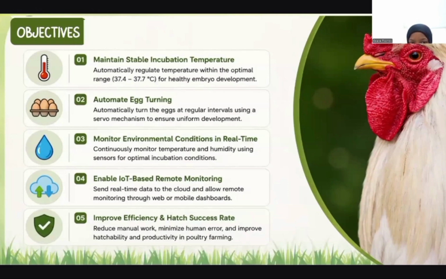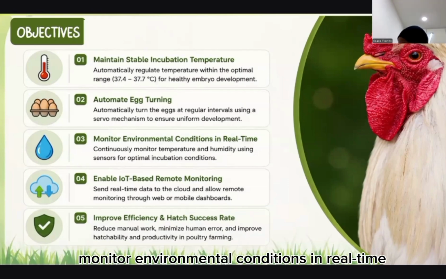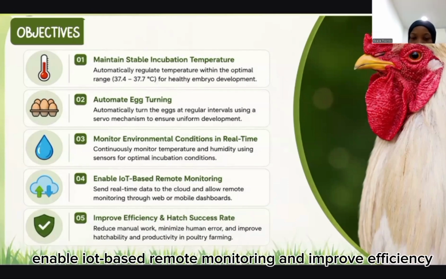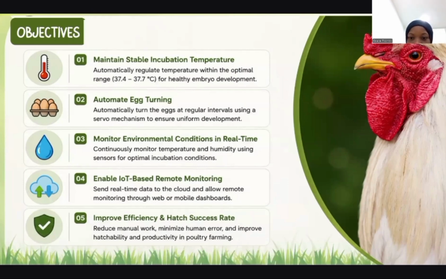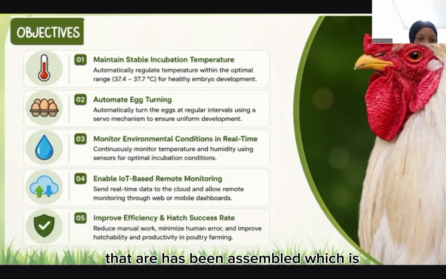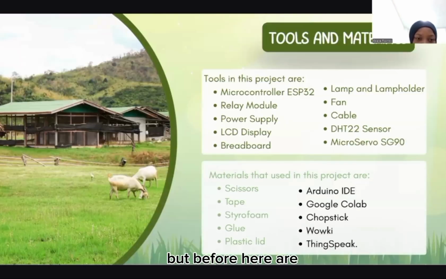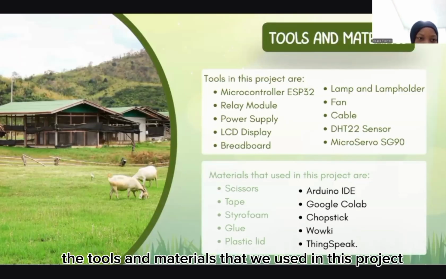So there are five main objectives in our project, which are to maintain a stable incubation temperature, to automate the egg turning, to monitor environmental conditions in real time, to enable IoT-based remote monitoring, and to improve efficiency and hatch success rate. With these five objectives, we produced a product that has been assembled, which is explained after this. But before that, here are the tools and materials that we use in this project.